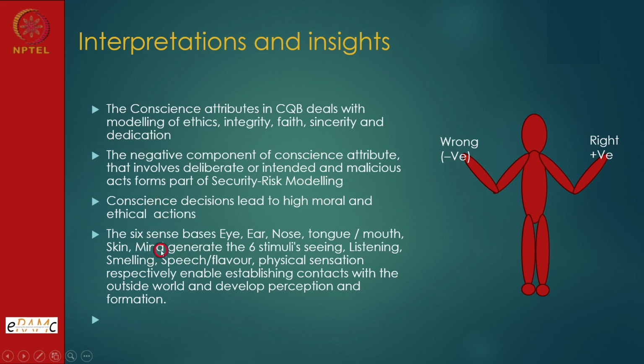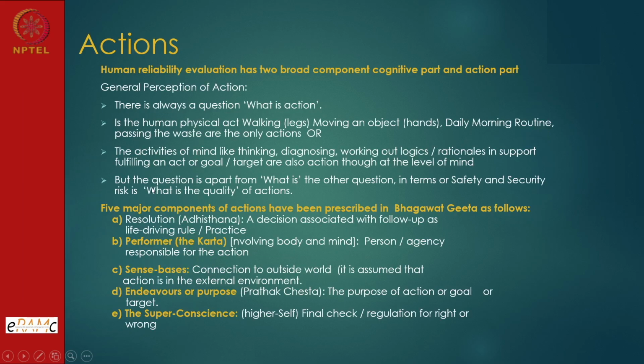Then, like I was talking about, I have taken six sense bases: eye for vision, ear for auditory, nose for smell, tongue for taste, skin for touch and feeling, and mind, which generates the six stimuli. So these are the stimuli which are there. And now we have talked about conscious cognition. After forming it, we have to take action also in the plant areas.